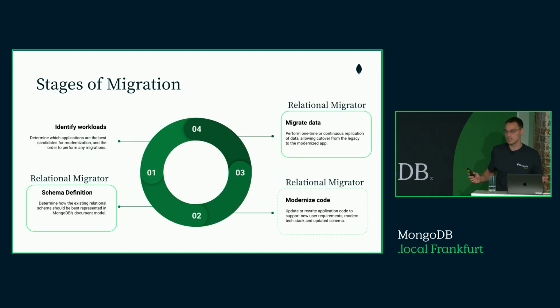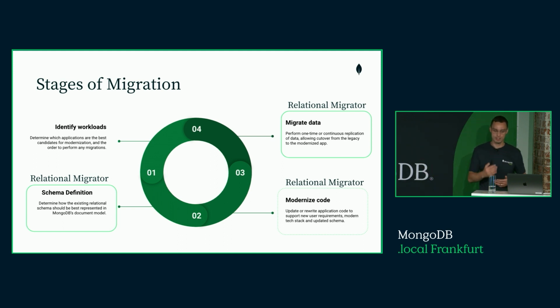And now let's come back to the stages of migration, where the Relational Migrator can help. Of course, it can help you with the migration. This is what I already talked about. But it can also help you with the schema definition, because you can play around. You can change up your schema visually, click migrate, have it on your MongoDB, test the application, maybe change something again, migrate it again to your MongoDB and try it out.